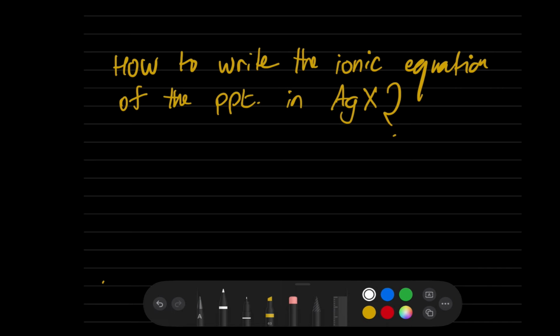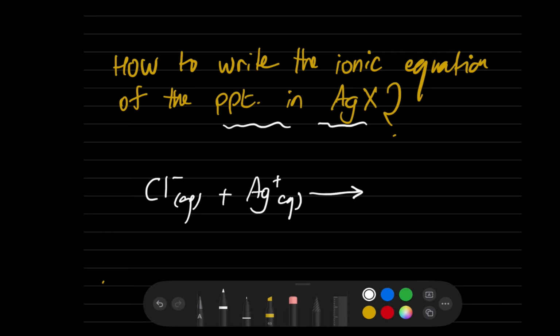The question now: how can I write the ionic equation of the precipitate, which is AgX? And we have to state symbols as well. First of all, if we have chloride ions, once they are free from the halogenoalkane, they will react with silver ions. Put in your mind that the chloride here is in aqueous form, and the combination of the two oppositely charged ions will lead to AgCl in solid state.